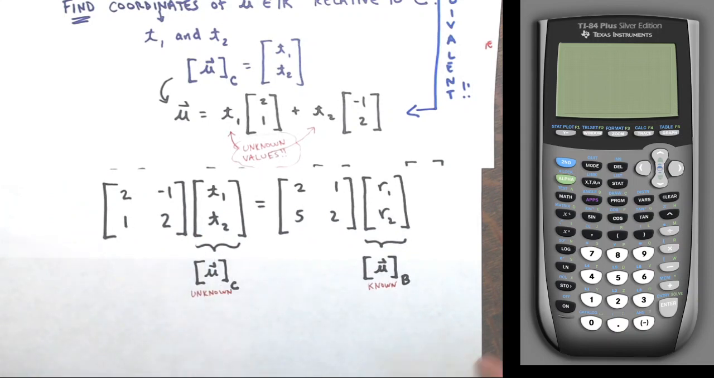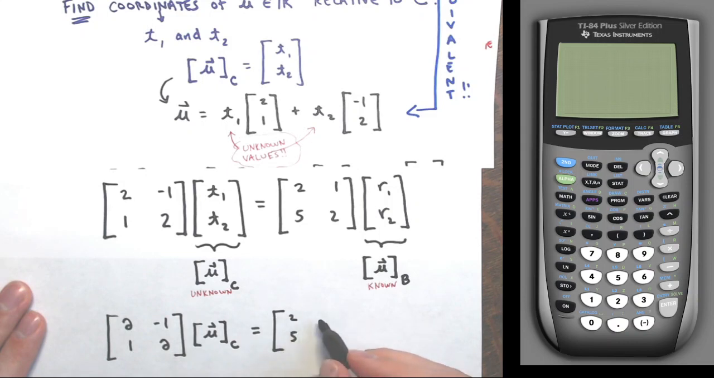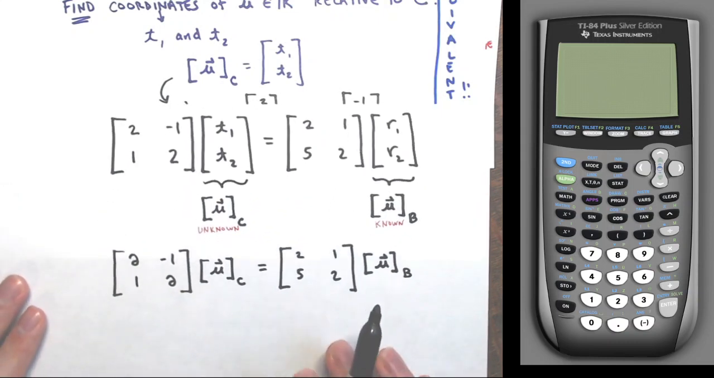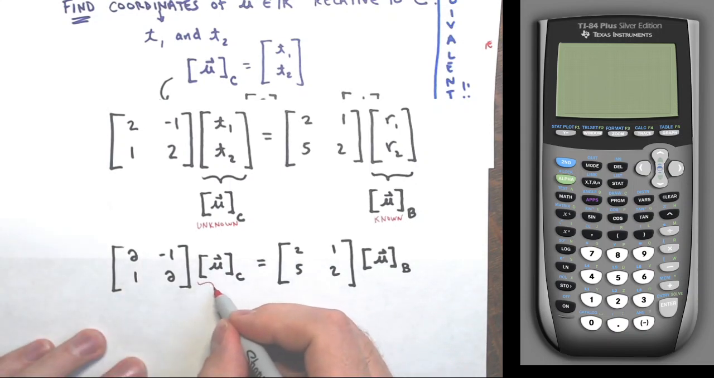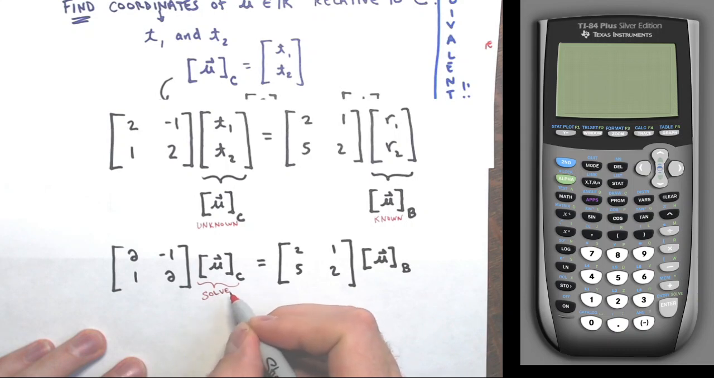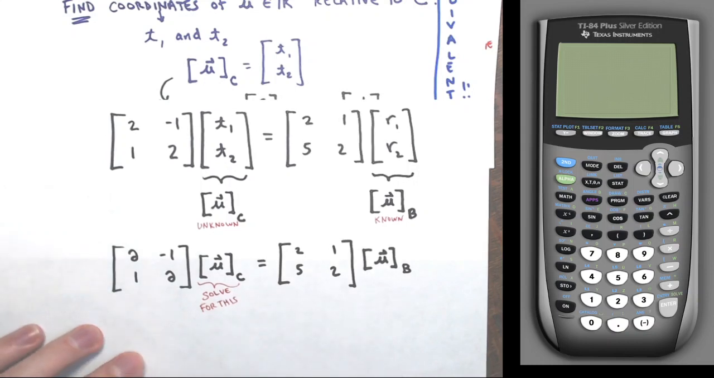So what we have here is a matrix equation. I've got this 2, 1, negative 1, 2 times the coordinate vector with respect to basis C equals this matrix, 2, 5, 1, 2 multiplied by the coordinate vector of u with respect to basis B. And I would like to solve for this, I want to find the coordinates of u with respect to C. All right, well, there are a couple ways to do this. So I'll say method 1.